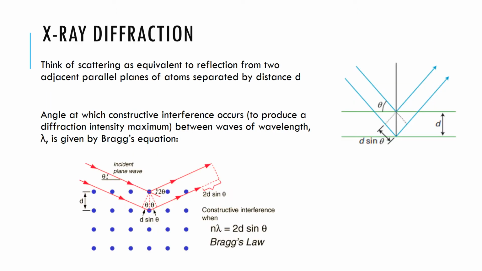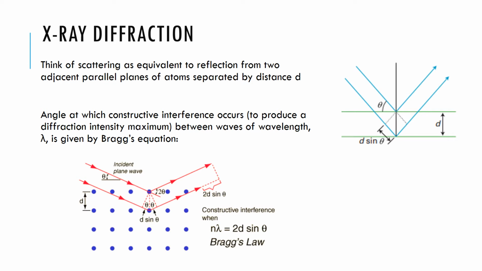Now you can think of the scattering of an X-ray or the diffraction of an X-ray as being equivalent to reflection from two adjacent parallel planes of atoms which are separated by a distance d. So all this is two parallel planes of atoms within my crystalline material, and we're looking at an individual scattering event here. And as the X-rays strike these two individual planes of atoms, they are reflected or scattered or diffracted.